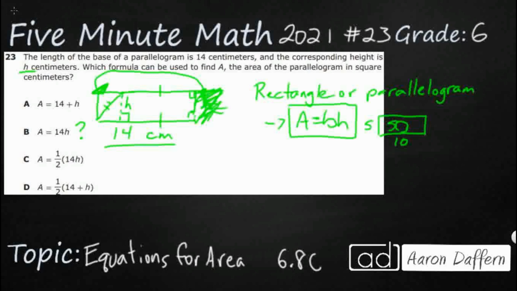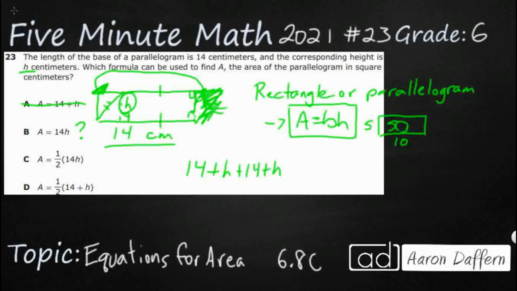So what are some of these other ones? Well, this A is, you're just adding those two. If you were to do 14 plus H plus 14 plus H, I mean, at least you can get the perimeter, maybe, but this H really isn't even the perimeter. It's the height. It's not the outside. So A just doesn't make any sense. It doesn't relate to anything we know, but it's just an attempt to do something, add the 14 and the H.